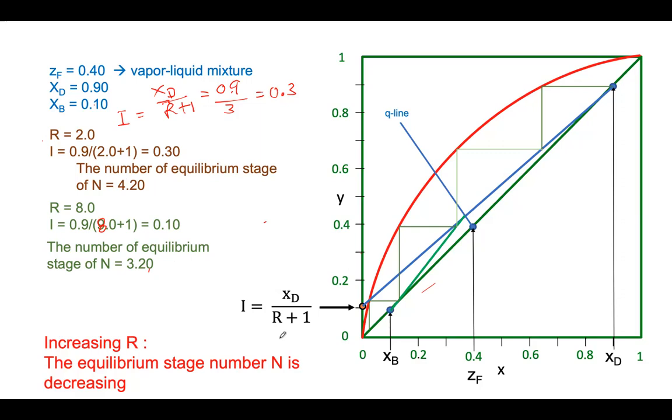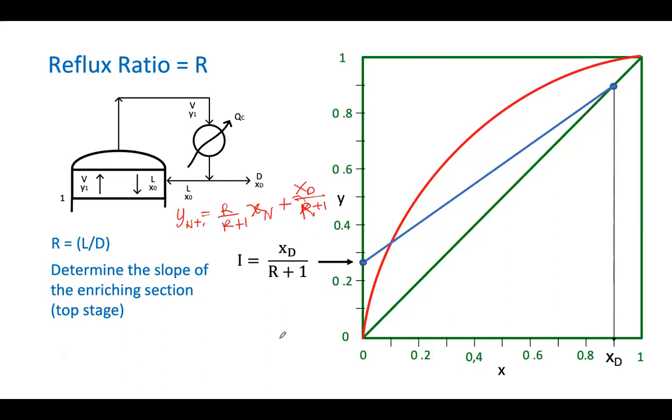But what is the impact? The impact is you don't have much distillate. Remember, R is actually L over D. So if you increase the R, that means your liquid is also increasing. So you just keep looping, you keep putting the liquid going back, and then you only have a small amount of distillate. But the impact is you have fewer equilibrium stages.